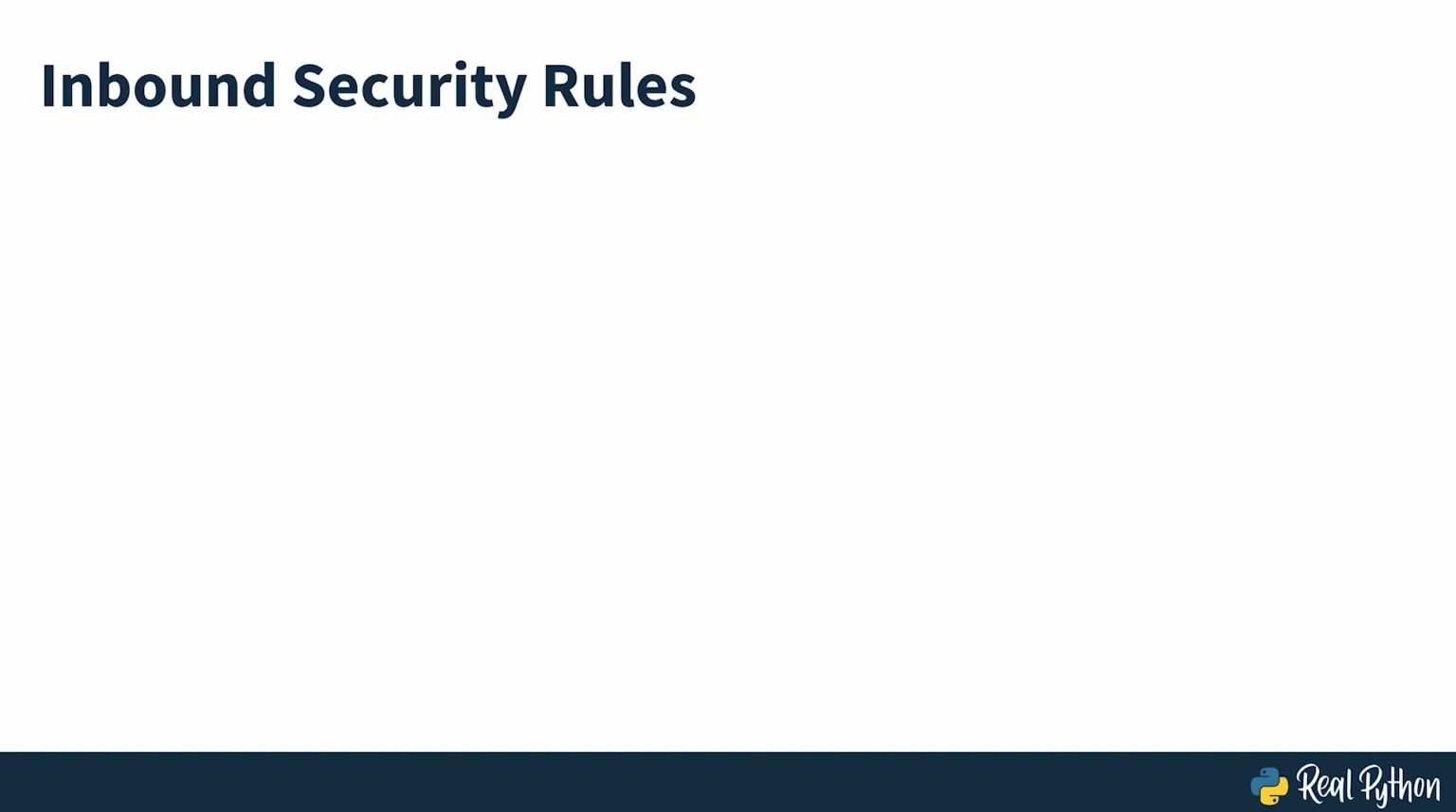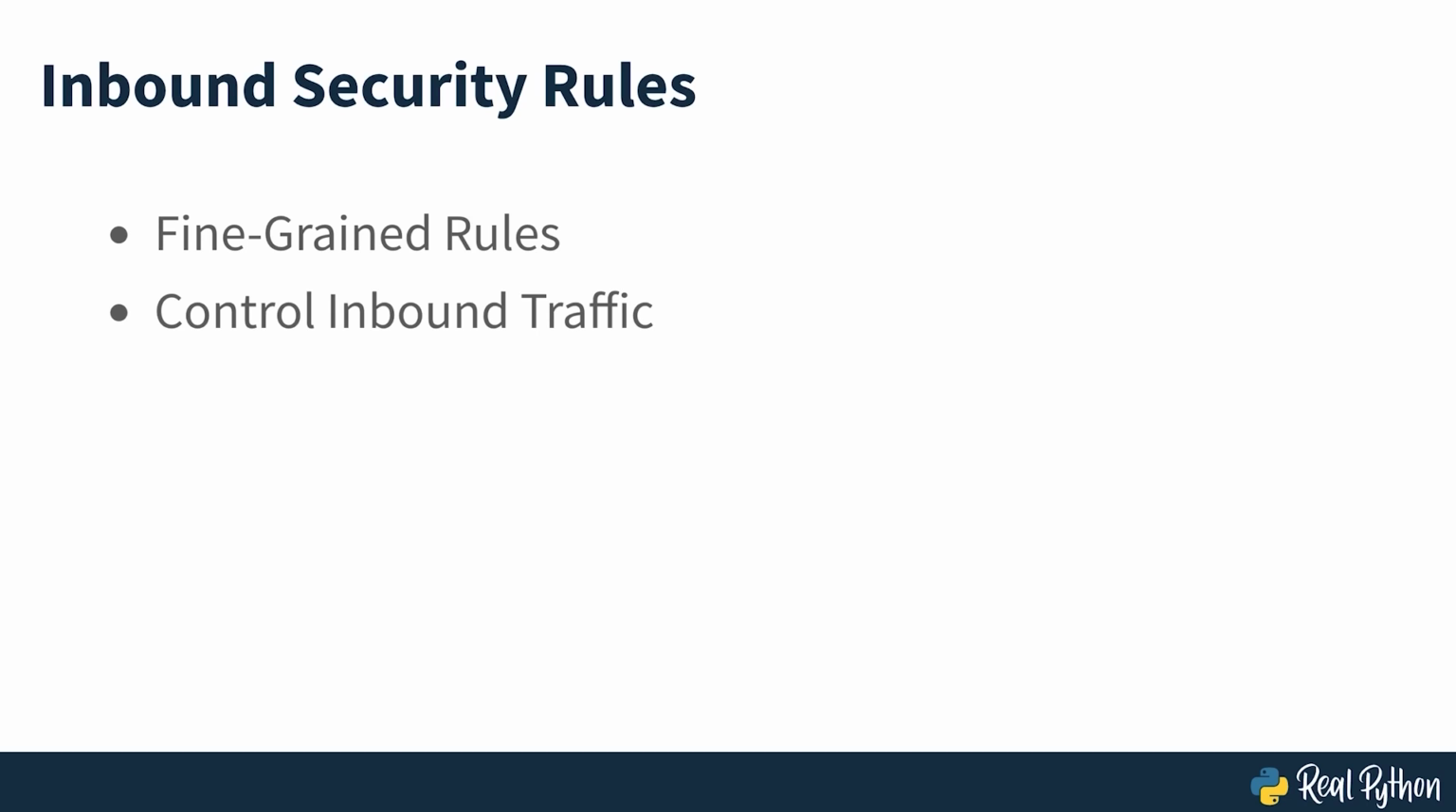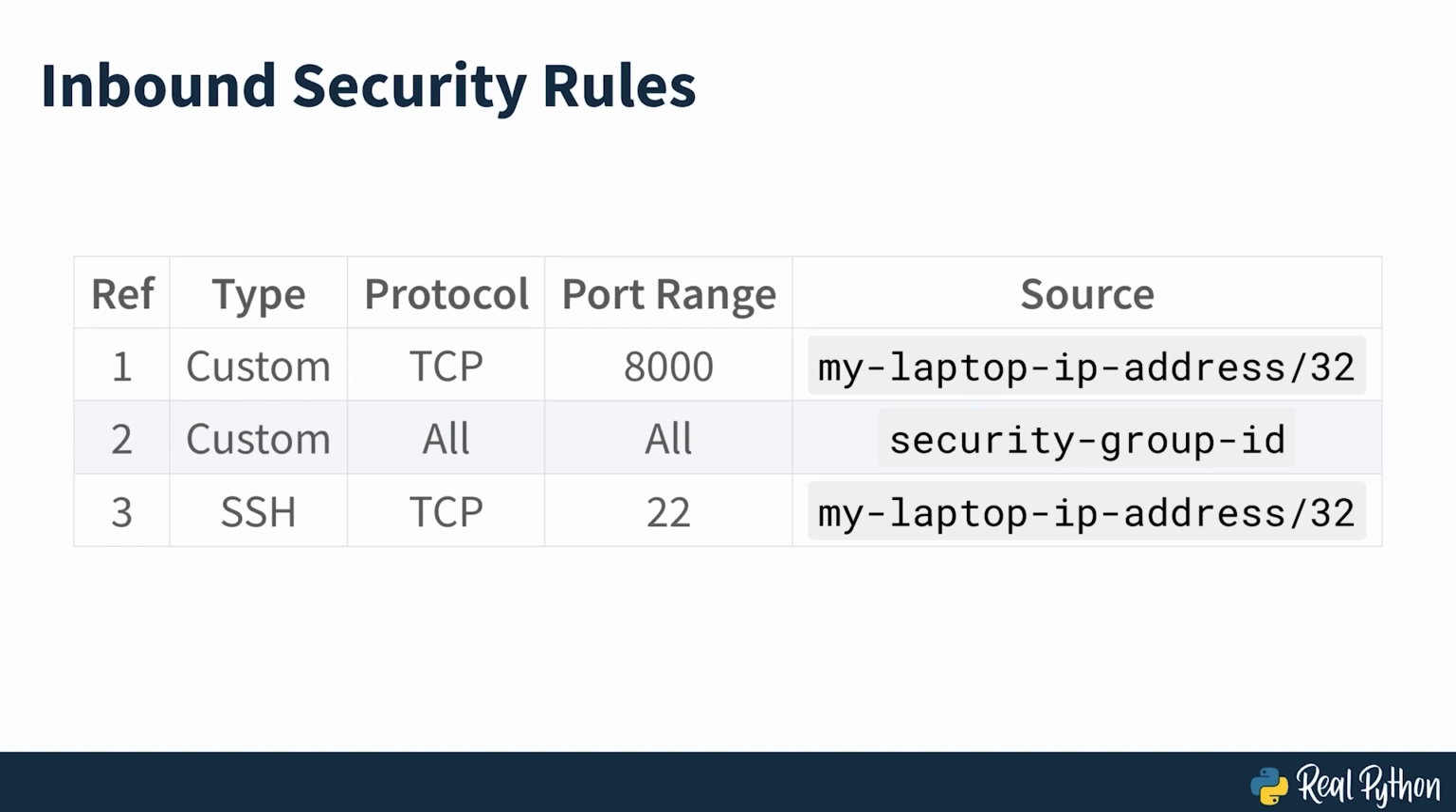Regardless of platform, one important component of VM setup is inbound security rules. These are fine-grained rules that control the inbound traffic to your instance. Create the inbound rules seen on screen for initial development, which you'll modify in production. The first rule allows TCP over port 8000 from your personal computer's IPv4 address, allowing you to send requests to your Django app when you serve it in development on port 8000.